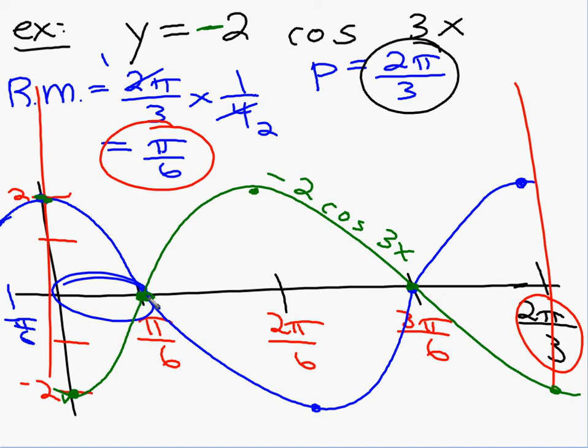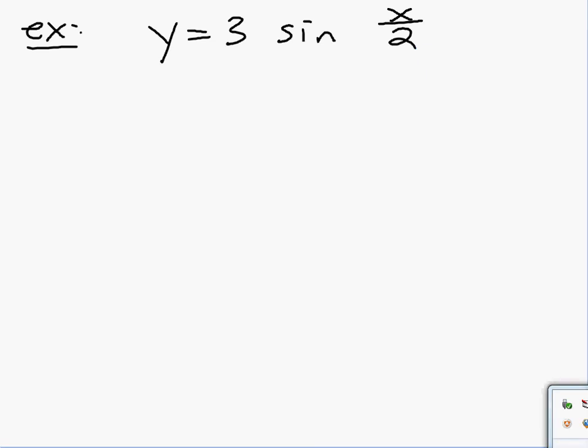All right? We're doing very well. And I want to give you one to kind of try on your own now. So let's try this one as our last problem. Why don't you graph y equals 3 sine of x over 2? And I will pause the video. Okay, let's see how you did.